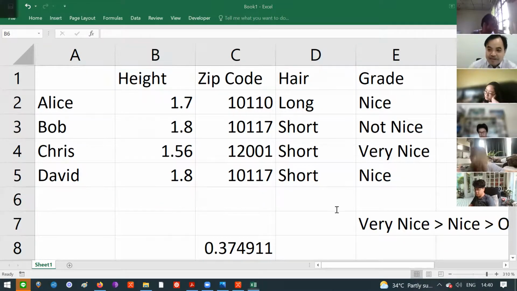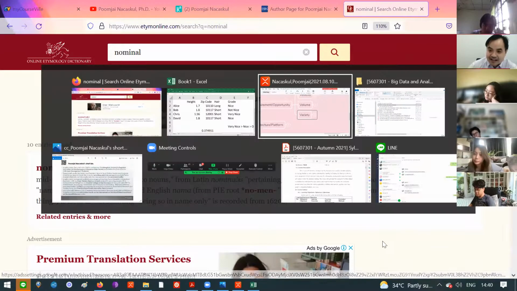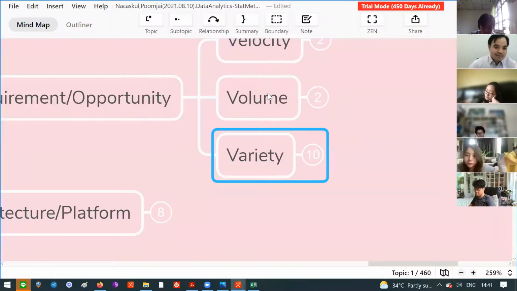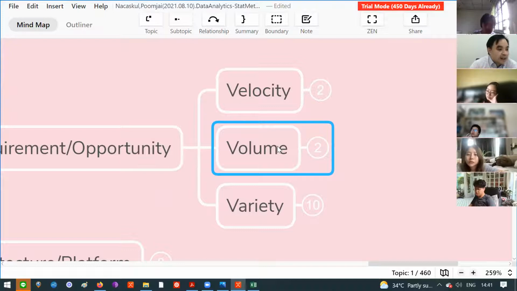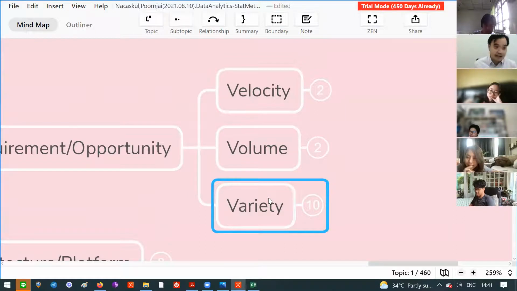Okay? So think of this as requirement based. You need to be able to quickly deal with things. You need to be able to deal with lots of things. But the opportunity that came out is the fact that you can deal with a lot of different kinds of things. You used to just be able to deal with numbers.